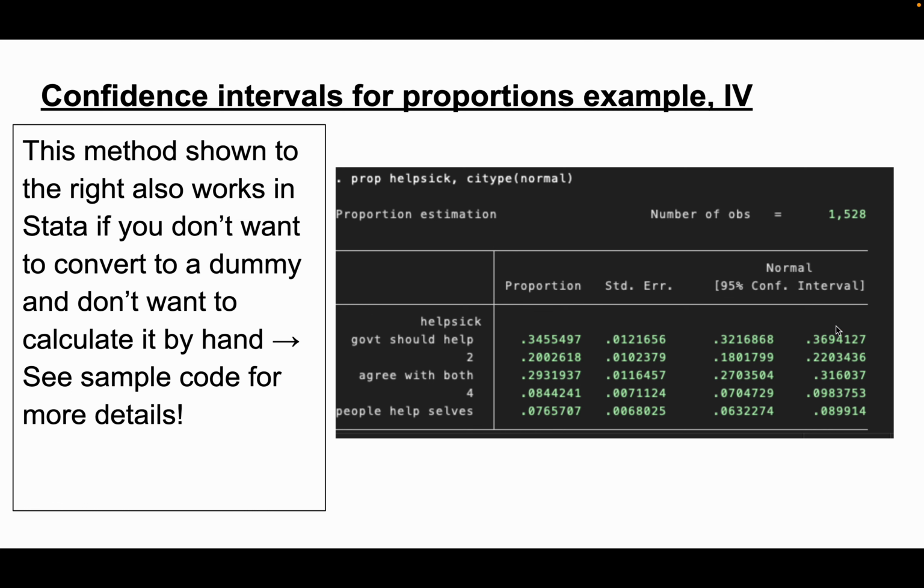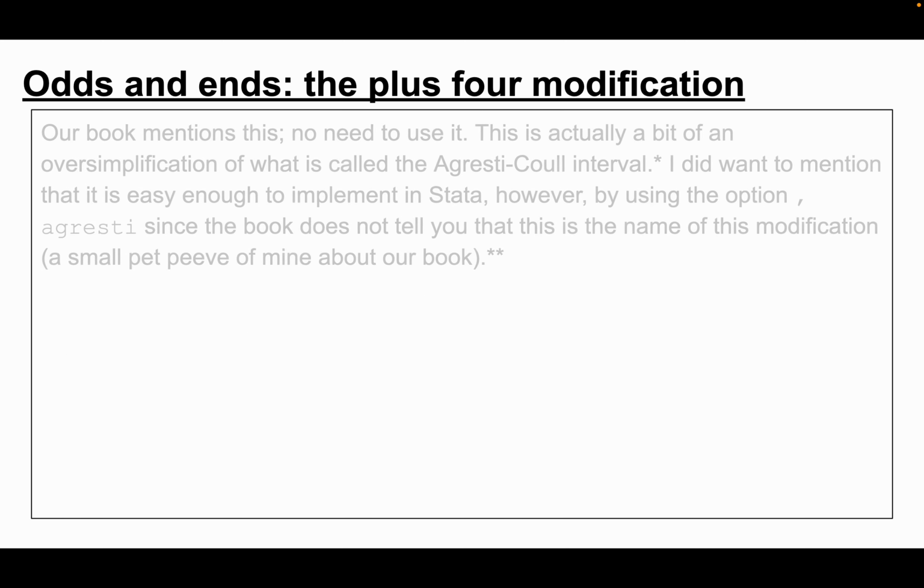So in general, it's not a bad idea to convert to a dummy variable when you're doing this, especially because when you do 2 group tests for a difference in proportions, you'll typically speaking need to focus on just 2 values of each, or else you'll end up doing a chi-square test, which we'll discuss next week. Some odds and ends. There is this plus 4 modification.